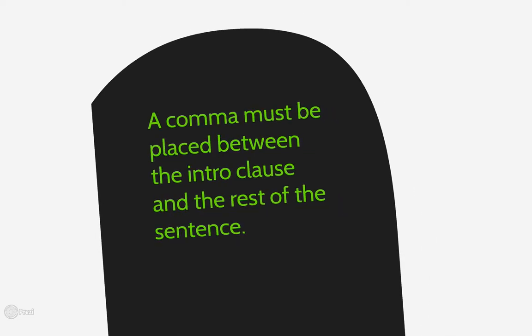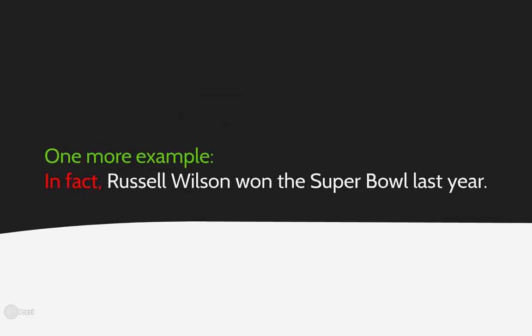Let's take a look at another example. In fact, Russell Wilson won the Super Bowl last year. In this example, the text in red is once again the introductory clause, and it is separated from the rest of the sentence with a comma.